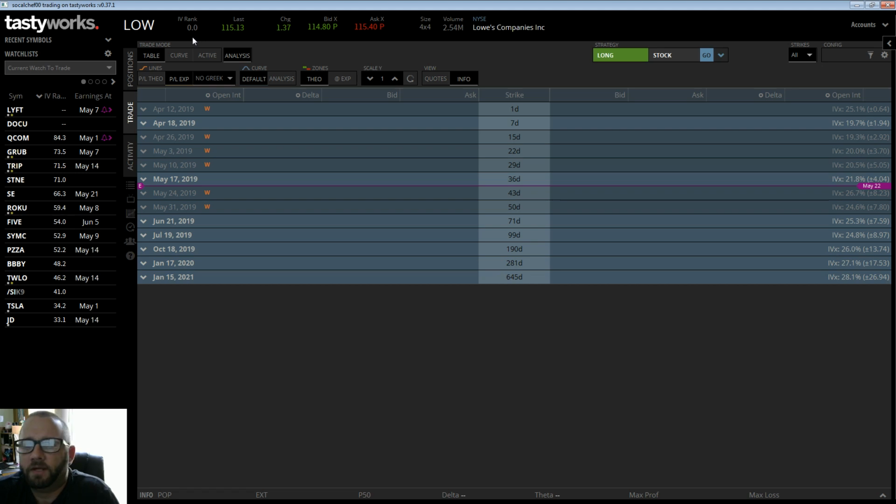What does the POP mean? Okay, that's kind of a Tasty trade thing. POP stands for percent of profit, and that is the chance of making 1 penny or more by expiration date. And then the P50 is the percent chance of making 50% of the profit before expiration date.